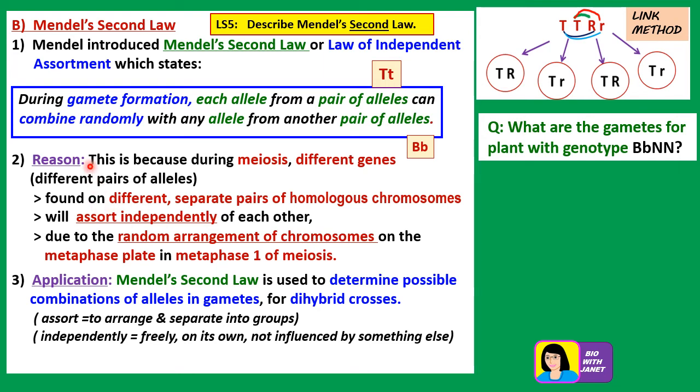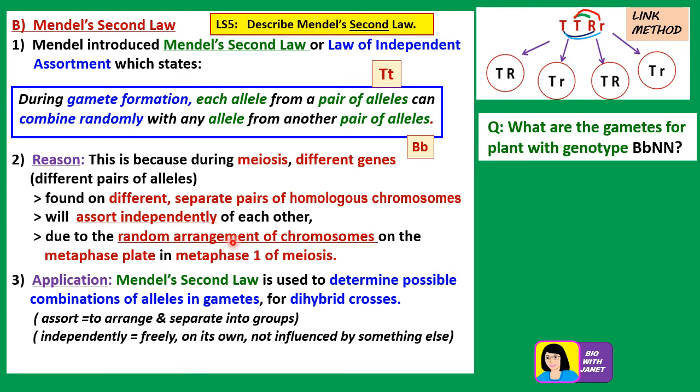So what's the biological reason for Mendel's second law? Mendel's second law holds true because, now we know, though last time Mendel didn't know about it, we can explain his law well. During meiosis, different genes, meaning different pairs of alleles found on separate homologous chromosomes, will assort independently of each other, just as the chromosomes assort independently too, when they are arranged on the metaphase plate and they separate during anaphase 1 of meiosis. Assort means to separate.